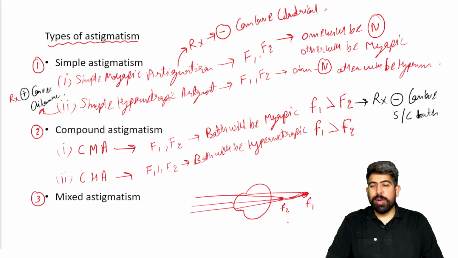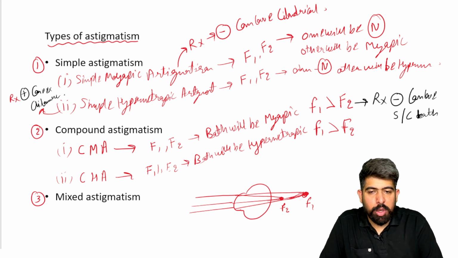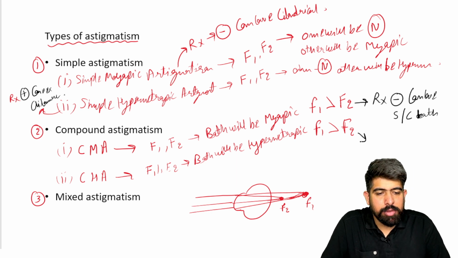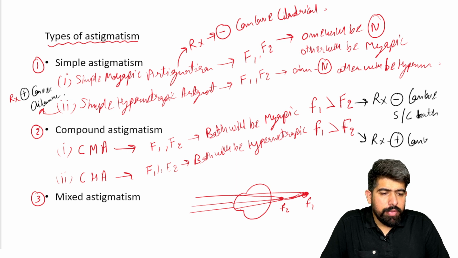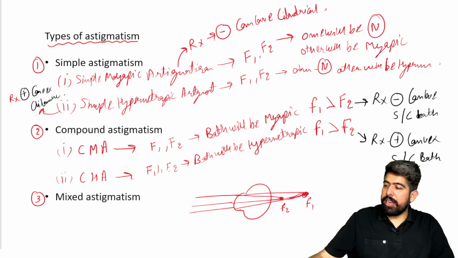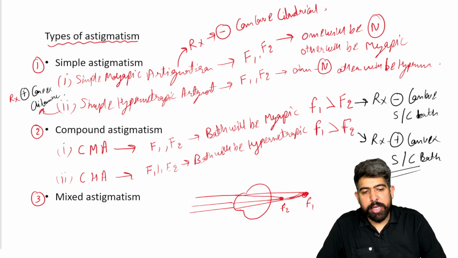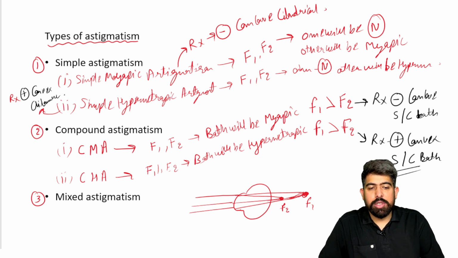So you can see here both focus points are hypermetropic, both are behind the retina. As both are behind the retina, this is compound hypermetropic astigmatism. If I'm talking about the treatment, guys, please understand, we have to use plus or convex lens, both as spherical and as cylindrical. Both types of lenses are used in compound hypermetropic astigmatism.